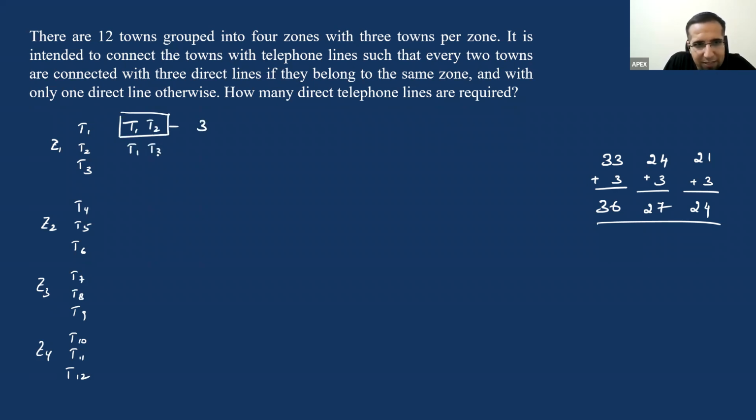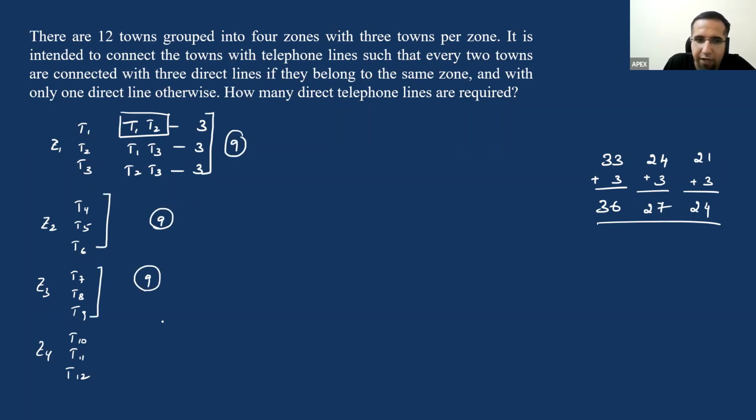Similarly, T1/T3 will be connected with 3. And T2/T3 will also be connected with 3. So within that zone, each of them has 9. So here also within the zone, they will have 9. Here also within the zone, they will have 9. And here also within the zone, they will have 9. That means 9 fours are, we have a total of 36 lines available. Clear? Now it says that if not, there is only one direct line otherwise.